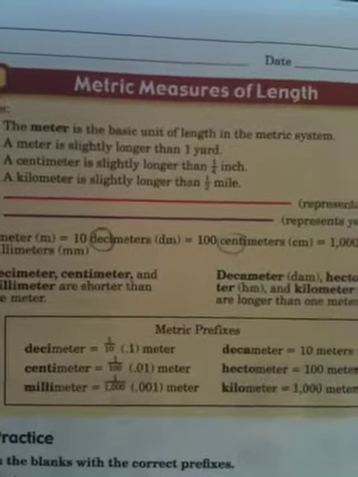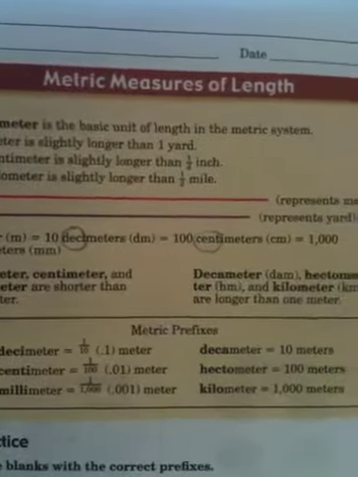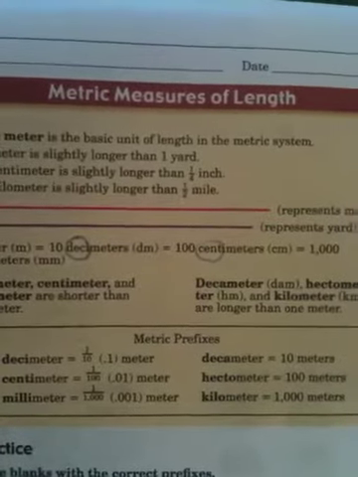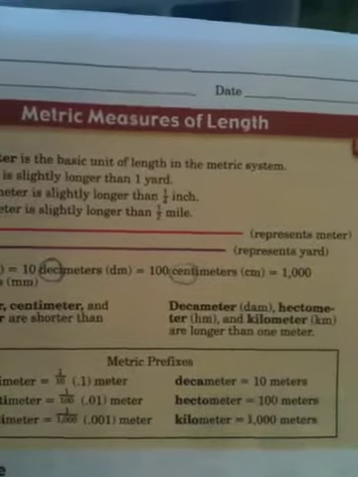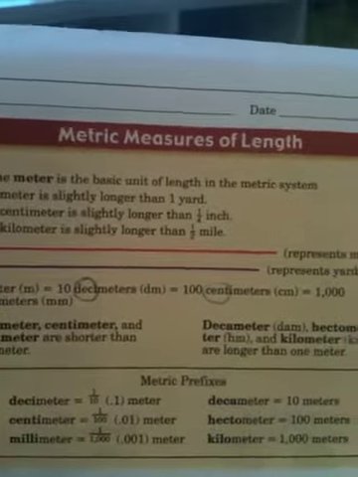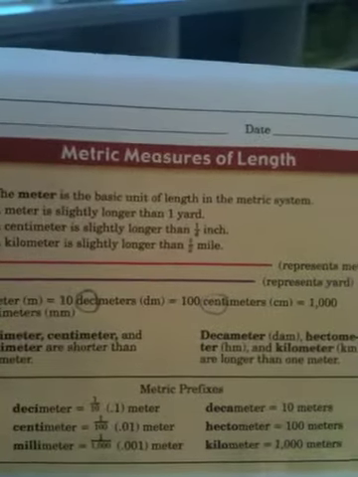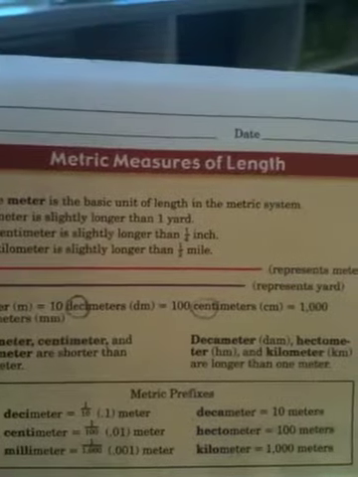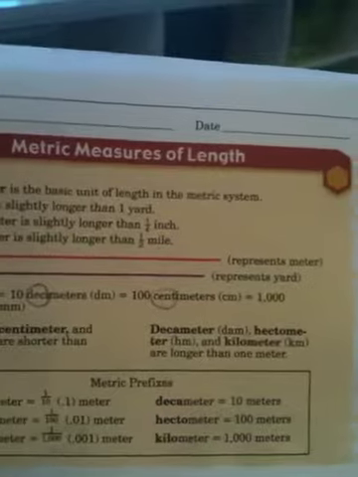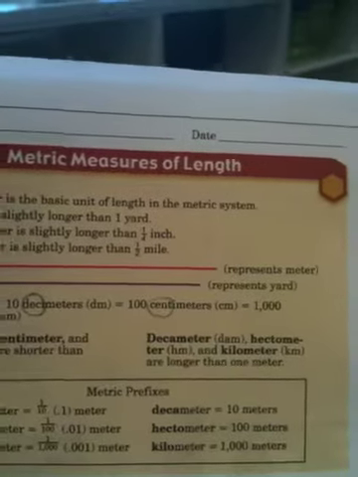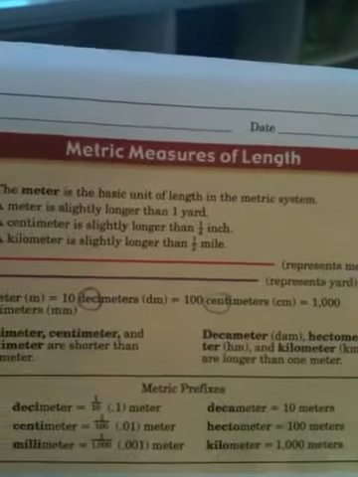You have a centimeter, which is 1/100th of a meter, so it's much smaller than a meter, obviously, and then a hectometer, which is 100 meters, and then a millimeter, which we're kind of familiar with, and that's 1/1000th of a meter, and a kilometer is 1,000 meters. So those can get really confusing.